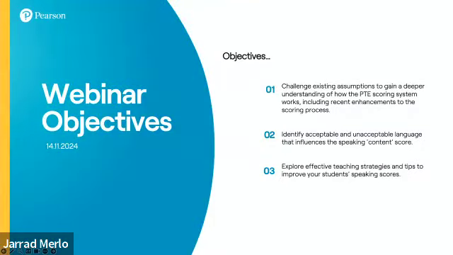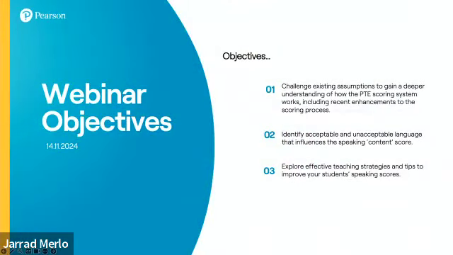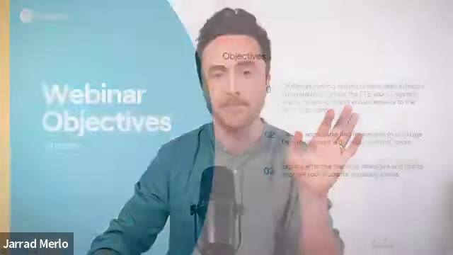Okay, so what are we going to do? Well, we're going to do three things overall. I want to challenge any existing assumptions that you may have. Maybe your assumptions are correct, so I won't be challenging anything. But if you've got any false assumptions, I'm going to be challenging those so that you can gain a deeper understanding of how PTE Academic is scored, how the scoring works, including the recent enhancements to the scoring process. So perhaps that's why you've come along today. And I want to make that super clear to you as teachers so you can relay this information to your students about what exactly took place on November the 4th. It's going to be super clear for you.